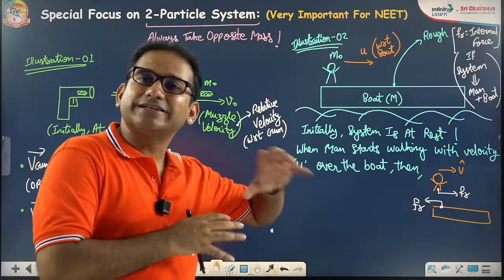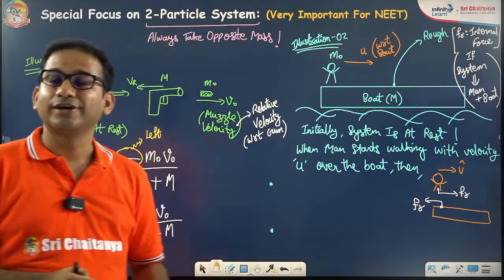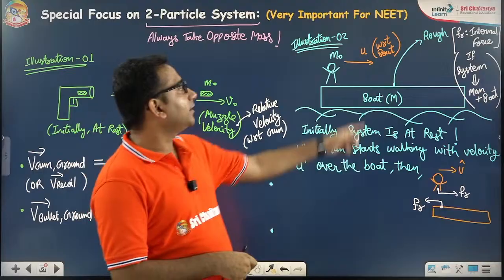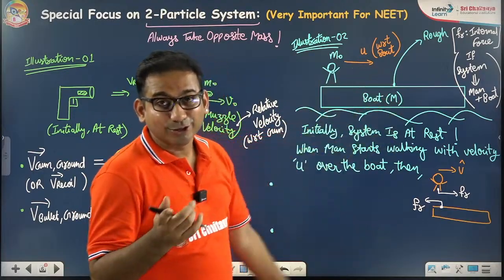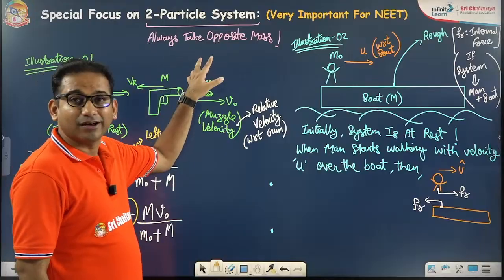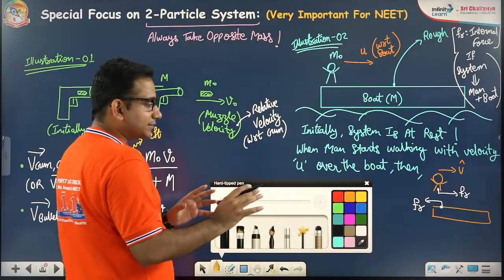But if you consider man plus boat as a system, the same friction will become an internal force. And hence you can apply conservation of linear momentum, keeping the relative velocity in mind. And also, now you have to keep my shortcut in mind, that always take the opposite mass. Let us try to write the final answers in one shot, in one step.